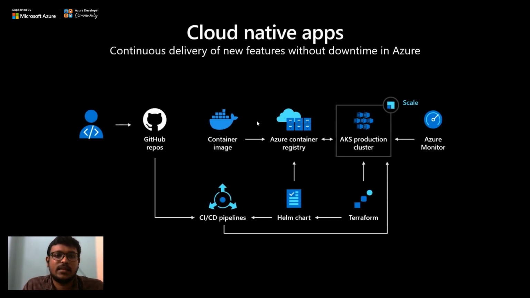So this is a sample diagram of how this particular thing works. Initially, when the developer pushes the changes into GitHub, the CI/CD pipeline starts building and deploying the files. It will move to the Helm charts. Using Helm charts, it will point to the Azure Container Registry, where the images will be stored, and it can be deployed directly into the production cluster.